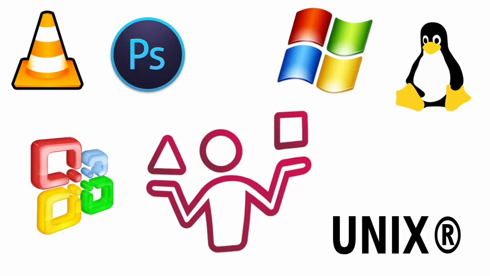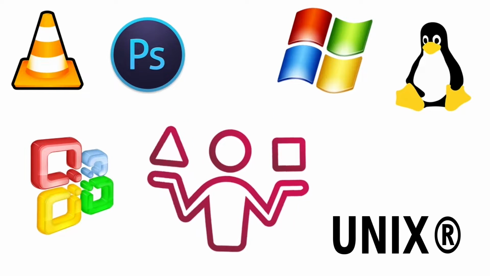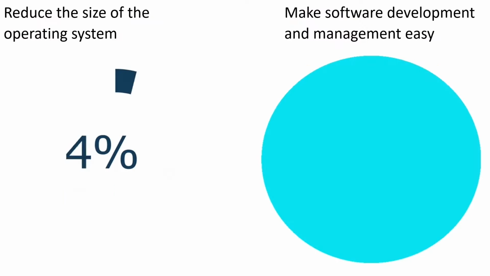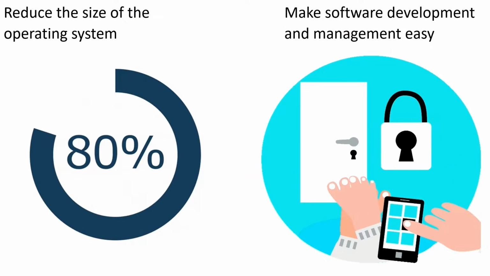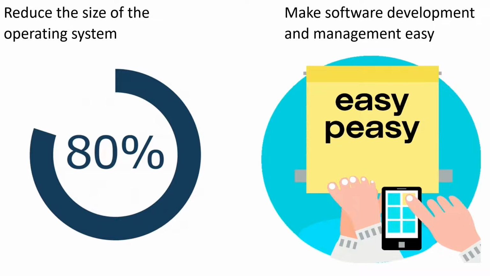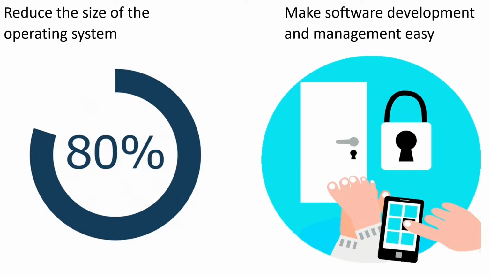Before we understand the main differences between operating software and application software, let's understand why developers keep application software separate from operating software. Keeping application software separate from the operating system provides two main benefits: reducing the size of the operating system and making software management and development easy. Let's understand these benefits in detail.